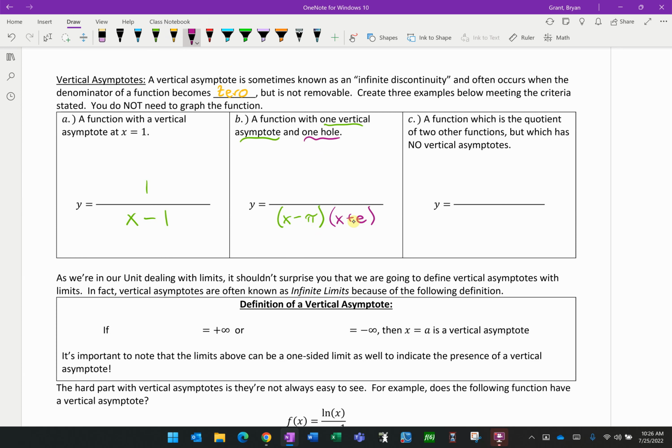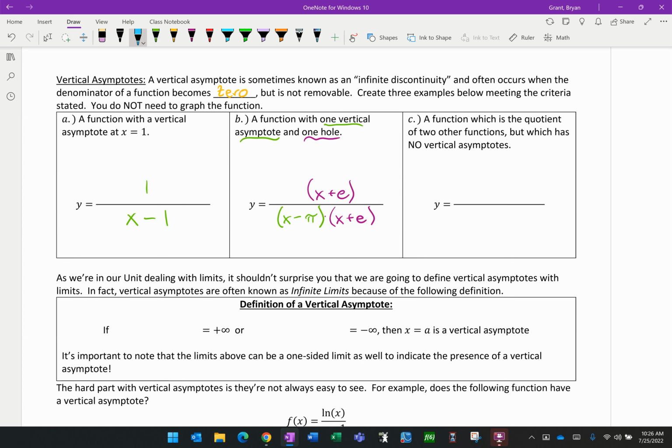If we want that to be a hole, though, I'll need that to cancel out, and so I'll need the same factor in the numerator. You technically don't need parentheses up here because there's just an invisible 1 multiplying. I always like to put it, though, just so we can see we can cancel, because there's multiplication in the middle.